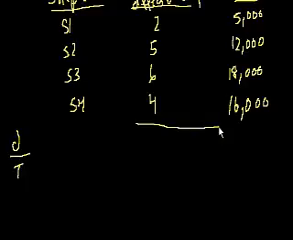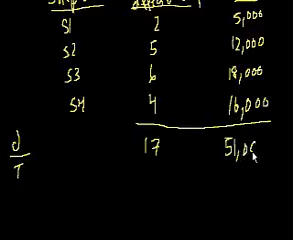So let's figure out what percentage are defective. How many total were defective? 2 plus 5 is 7. 7 plus 6 is 13. 13 plus 4 is 17. And how many total chips did we ship? 17,000. 17 plus 18 is 35. 35 plus 16 is 51, so 51,000 chips.